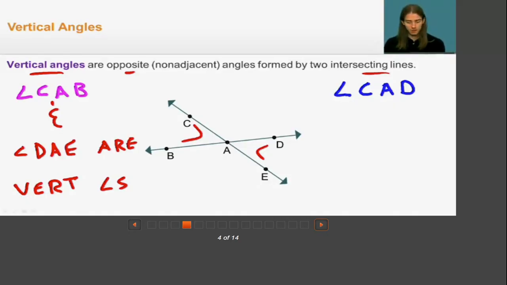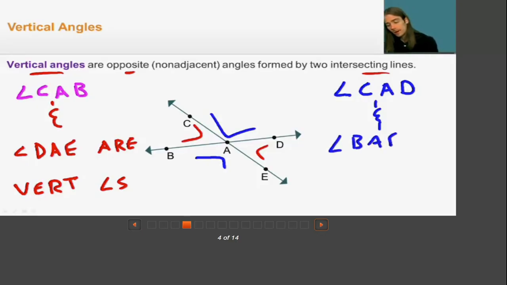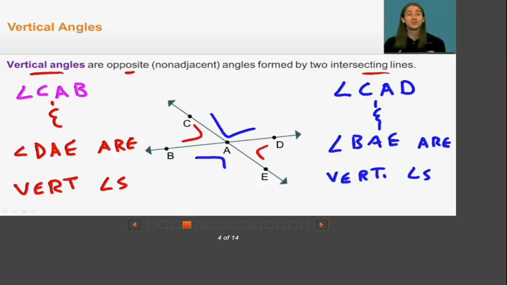The other pair of vertical angles comes from considering angle CAD. The angle that's opposite to that one is angle BAE, right here. So this pair of angles are vertical angles. This concept is different than the concept of linear pairs because linear pairs must be adjacent. And we see that if angles are opposite, they cannot possibly be adjacent.